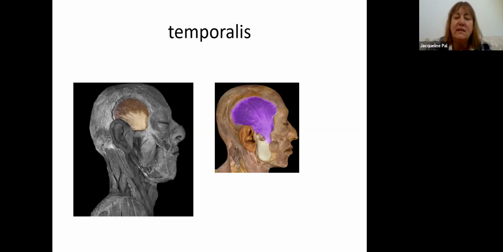And if you notice, it is attaching to the coronoid process of the mandible. So when this muscle contracts, it's going to get shorter. So what do you think is going to happen to the mandible? That's right, it's going to be elevated. Okay, does that make sense? The muscle's this long and it contracts. It's going to be elevating the mandible.